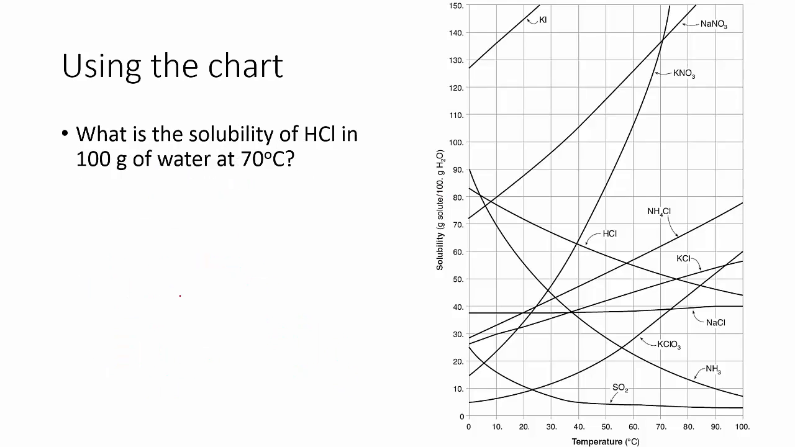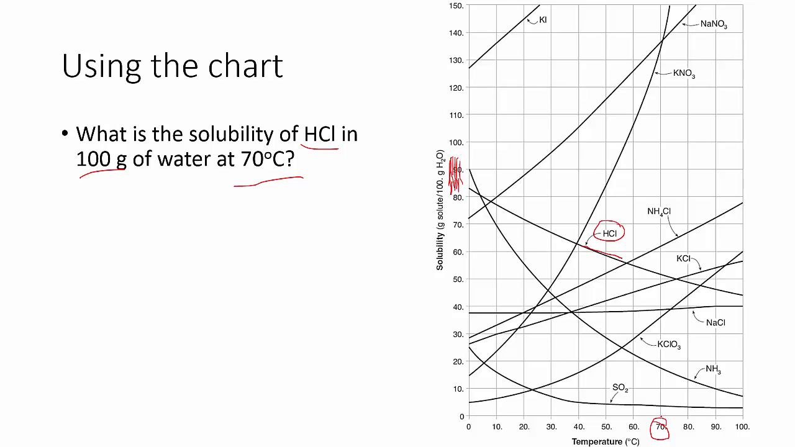So what is the solubility of HCl in 100 grams of water? So HCl, 100 grams of water at 70 degrees Celsius. So let's find some of this stuff. Found HCl. It's this line right here. I got to find 70 degrees Celsius. And what's that 100 grams of water telling me again? It's telling me that I don't have to do anything with my answer afterwards. It's exactly what's on the chart. 100 grams of water, how much it dissolves.